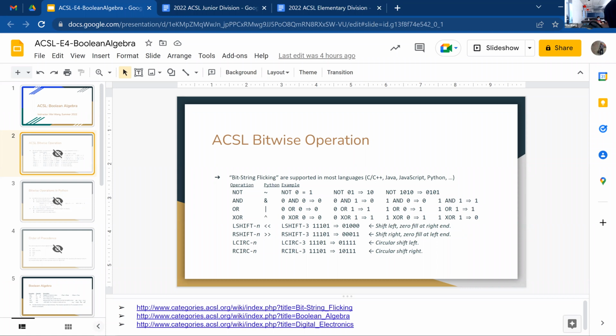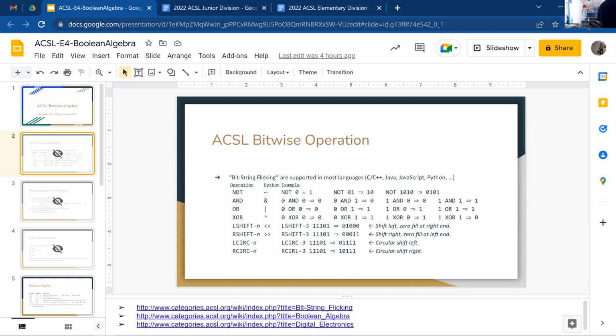0 becomes 1, 1 becomes 0, or true becomes false, false becomes true. So not false is true, not true is false. Not 0 is 1, not 1 is 0. And then AND and OR, those are easy to understand, right? If both are true, if 2 bits are both 1, the result is 1. And with OR, if one of the bits is 1, the result is 1, right? That's OR.